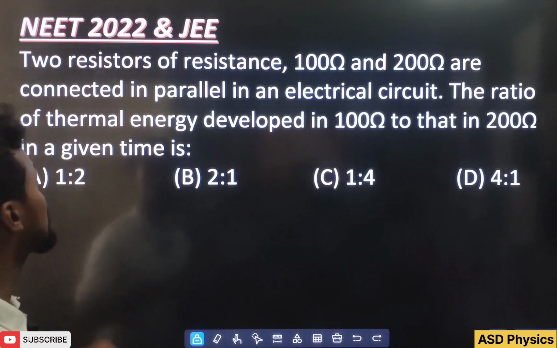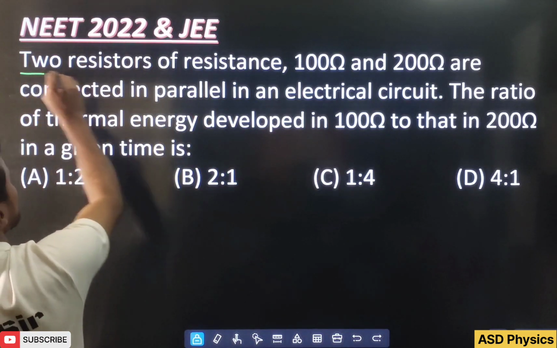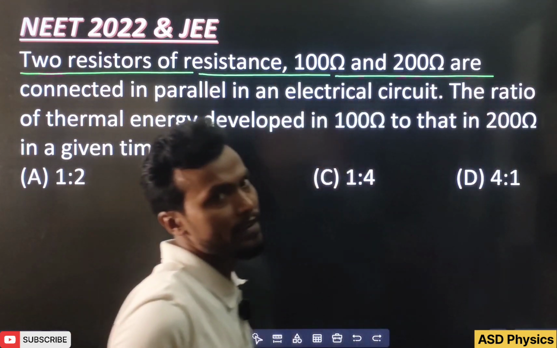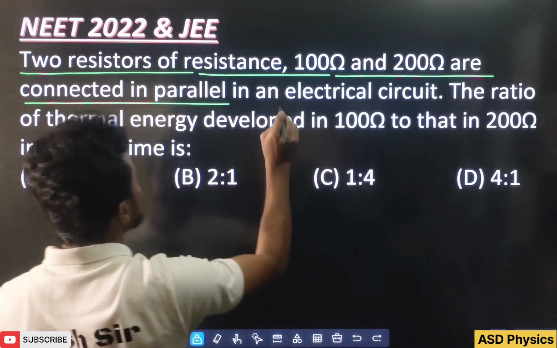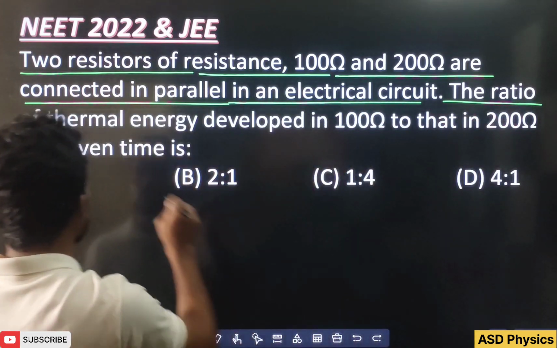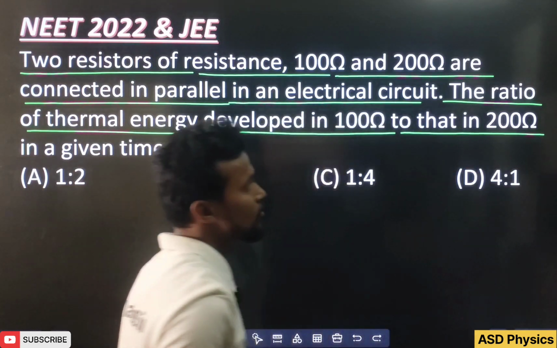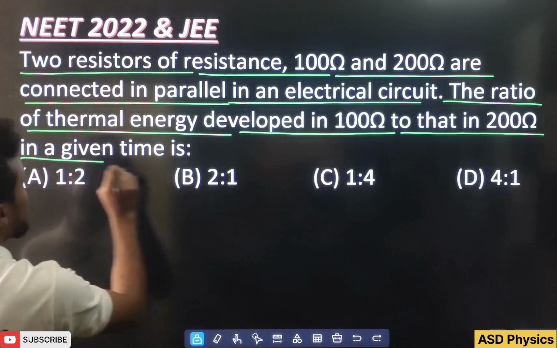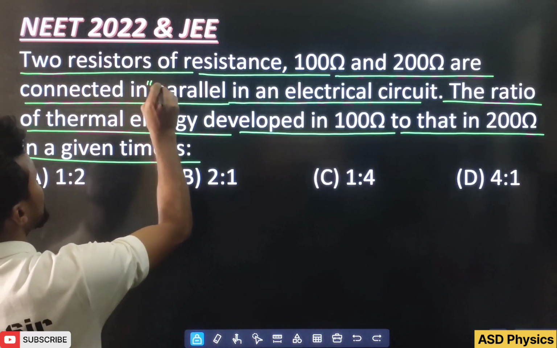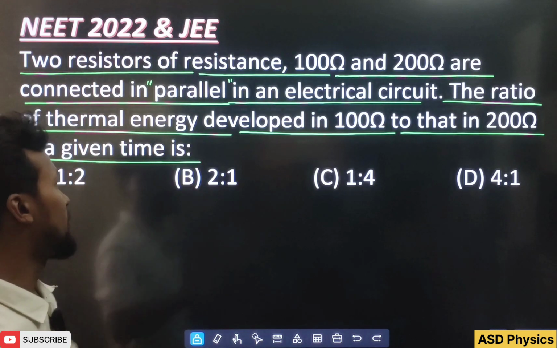So here the first question asked in NEET 2022 exam. So you can see the question is: two resistors of resistance 100 ohm and 200 ohm are connected in parallel in an electric circuit. The ratio of thermal energy developed in 100 ohm to that in 200 ohm in a given time is how much here? Okay. So remember that here the key word is parallel. Which kind of connection is there? The parallel connection is there.